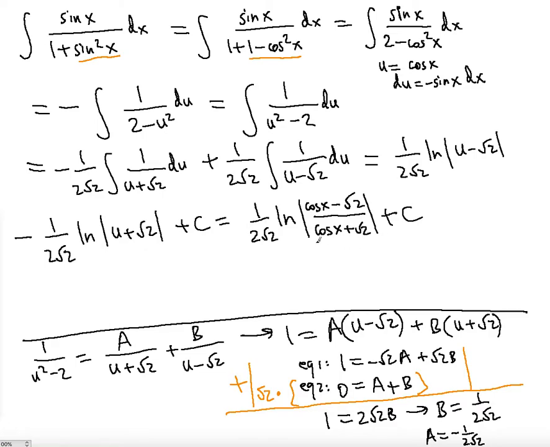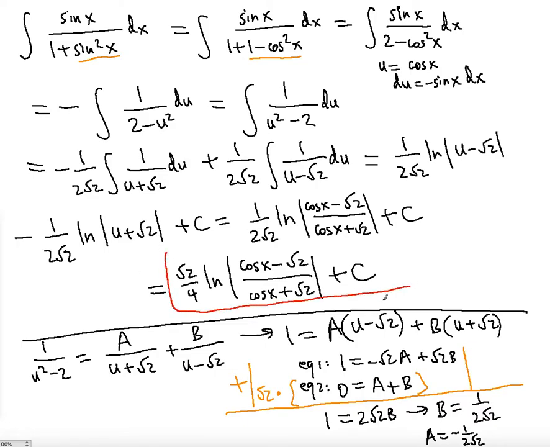Okay, and of course you can simplify 1 over 2 radical 2 by multiplying the numerator and denominator by radical 2, rationalizing the denominator. So you can put this as radical 2 divided by 4, because radical 2 is on the top, but radical 2 multiplied to the bottom gives you 2, times 2 is 4. So this is the better looking answer: radical 2 over 4 times ln of the absolute value of cosine x minus radical 2 over cosine x plus radical 2, plus a constant. So this should be the correct answer. If you got this answer, it means you did the correct work.